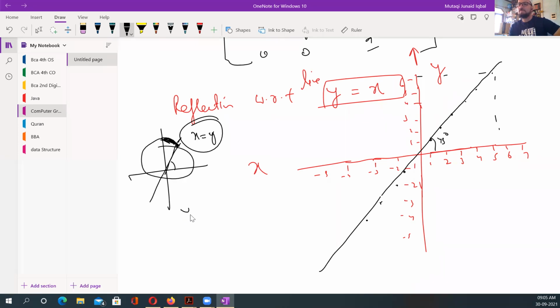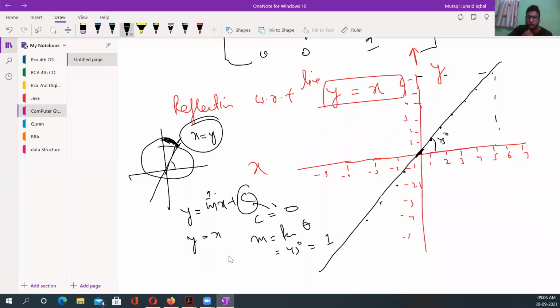Y is equal to mx plus c. If this line is going through the origin, so what will be c? 0. And we have the theta here, the slope m. M is equal to tan theta, and theta is how much? 45 degree. Tan 45 degree is what? 1. Tan 45 degree is 1. So c is gone, it is 0. Okay, m is 1, and so y is equal to x.